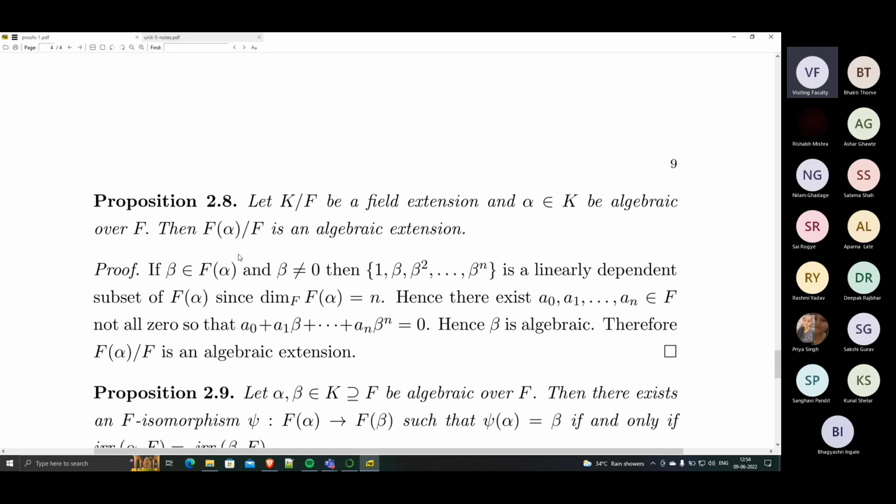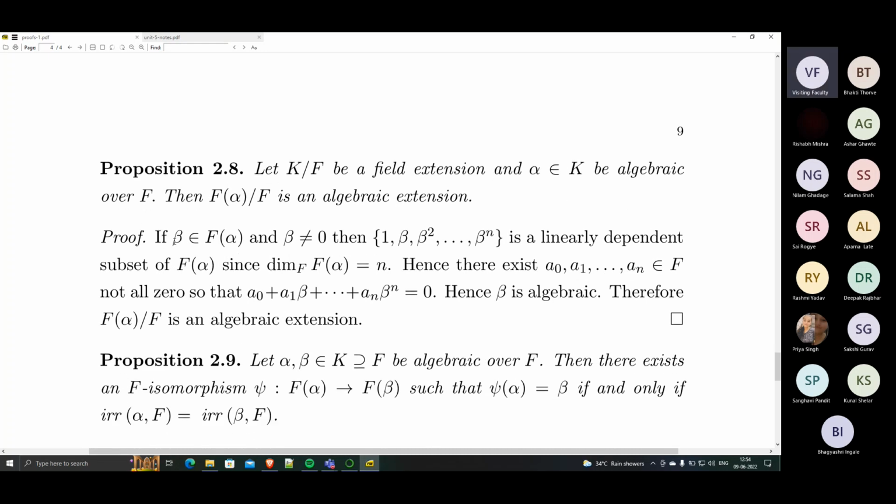And short proof also. So just take any other element beta in F(alpha), which is non-zero. Zero you don't have to consider. We know that alpha is already algebraic. Now what is the dimension of F(alpha) over F? That is equal to n, which is the degree of alpha over F. So if I look at the set 1, beta, beta squared, up to beta raised to n, how many elements are here? There are n plus 1 elements here.